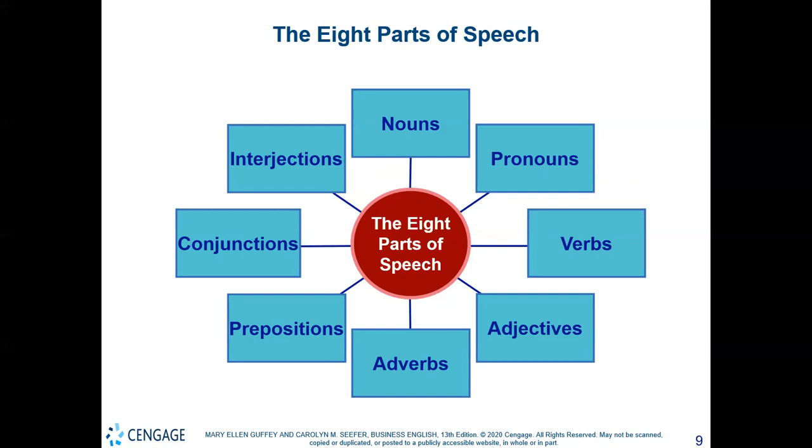How about pronoun? Did you say for pronoun that it replaces the name of the person, place, or thing, like he, she, them, they, it? Good. How about verbs? What did you say for the definition of verbs? Did you say it's an action word, something that someone is doing, like running or jumping? Excellent. Good job.